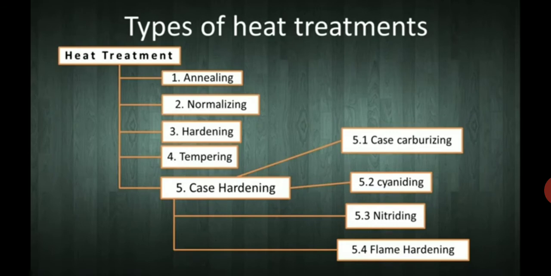Let us see what are the types of heat treatments. There are 5 types of heat treatments: annealing, normalizing, hardening, tempering, and case hardening. Case hardening can be done in 4 ways: case carburizing, cyaniding, nitriding, and flame hardening.